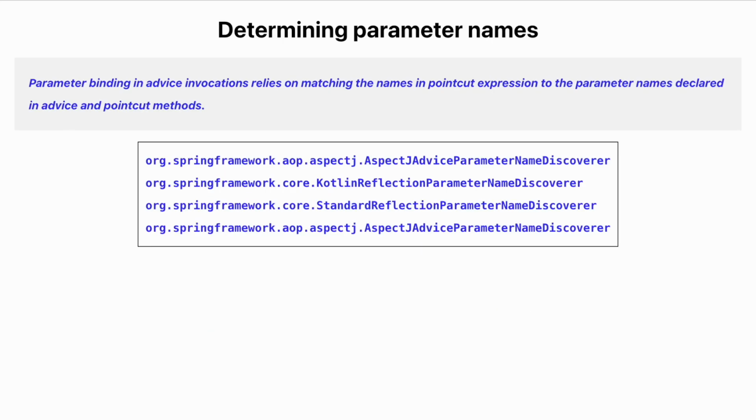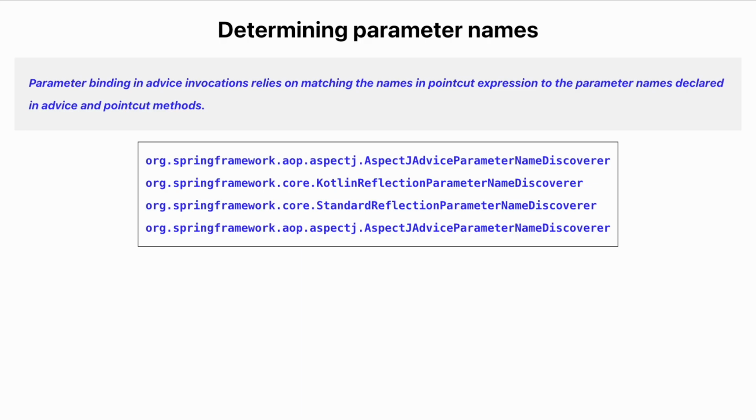Determining parameter names. Parameter binding in advice invocations relies on matching the names in the pointcut expression to parameter names declared in advice and pointcut methods. Spring AOP uses some implementation of ParameterNameDiscoverer to determine parameter names. AspectJAnnotationParameterNameDiscoverer uses parameter names that have been explicitly specified by the user via the argNames attribute. KotlinReflectionParameterNameDiscoverer uses Kotlin reflection APIs.